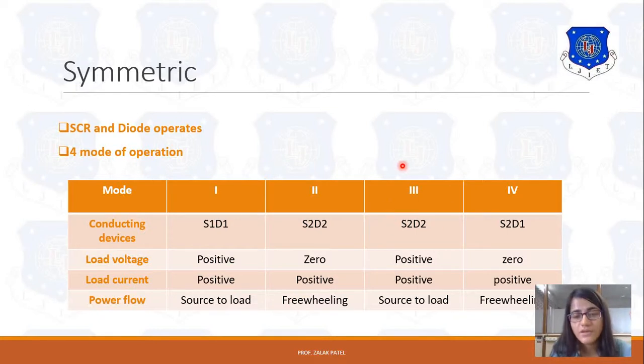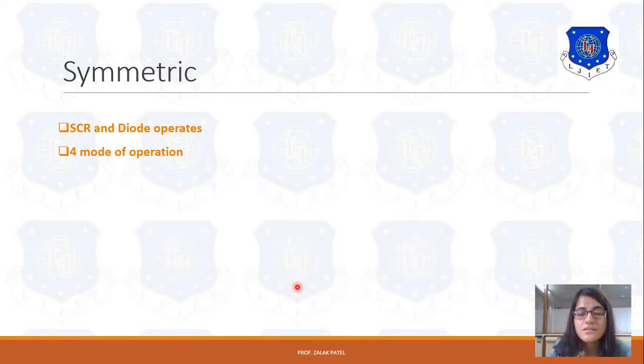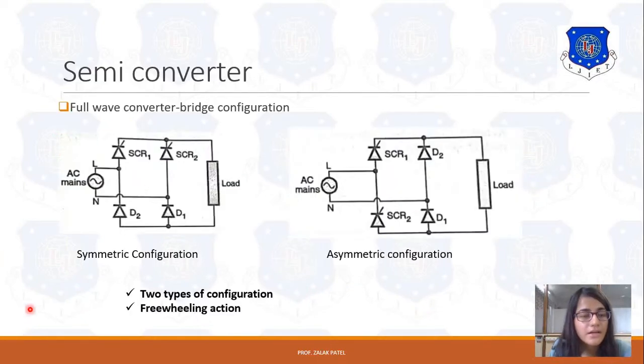Now if we talk about mode 3, then again S2 and D2 will be operated, and in that case both the voltage and current are positive and power flow is from the source side to the load side, means from Vs to whatever load is connected across it. So this is the direction of power flow in the third mode.